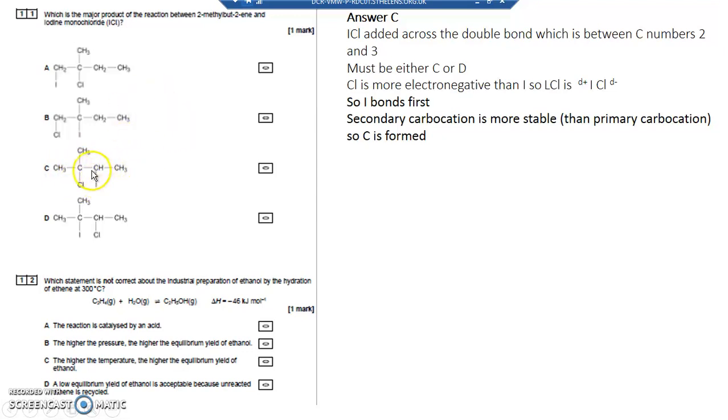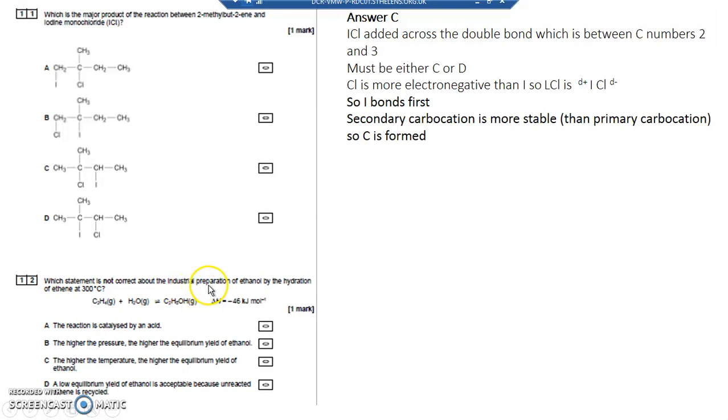But it's not asking why it happens. You just need to imagine that ICl is similar to HBr, and then you can work it out knowing that the H, or in this case the I, bonds to the carbon which has the most hydrogens, and that is the position of the double bond at carbon number 2. So that is why these two are incorrect. They're bonding across between carbons number 1 and number 2 and not between 2 and 3.